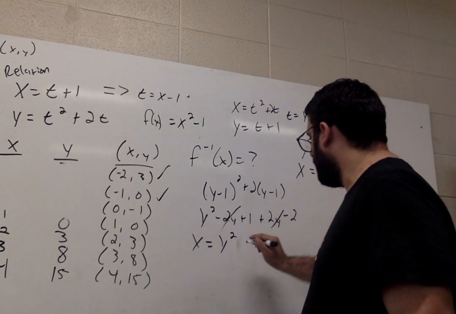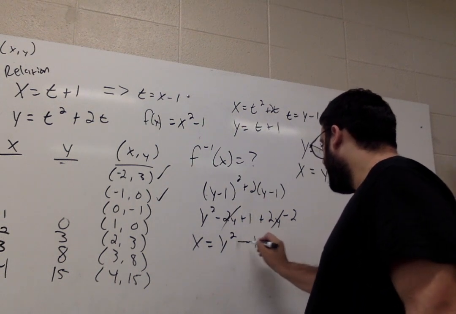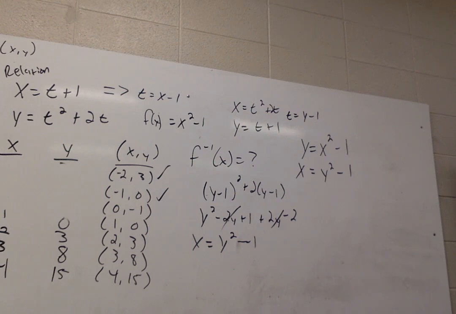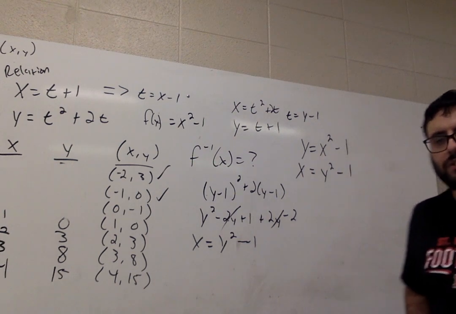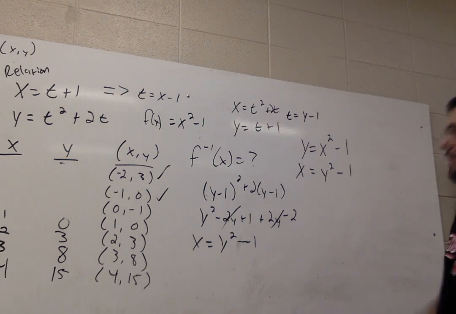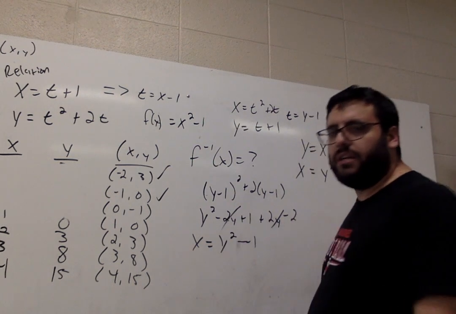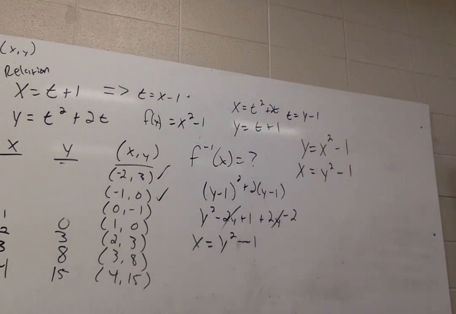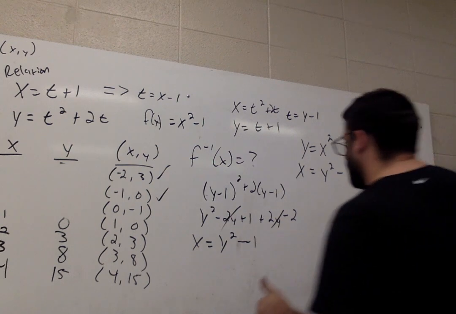Or y squared minus 1. I'm sorry, x equals y squared minus 1. But again, now that we switched x and y, I want to go ahead and write y as a function of x, because we get a brand new function, and we get a brand new function when we switch relations.